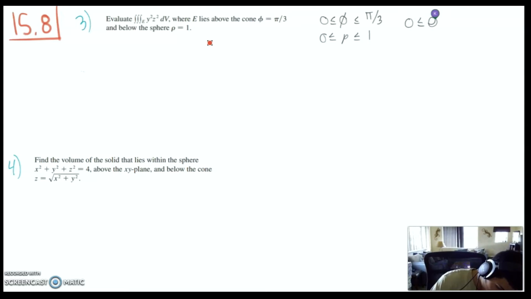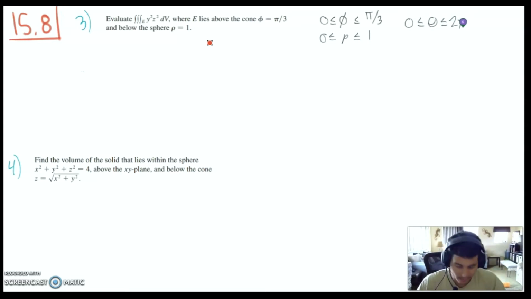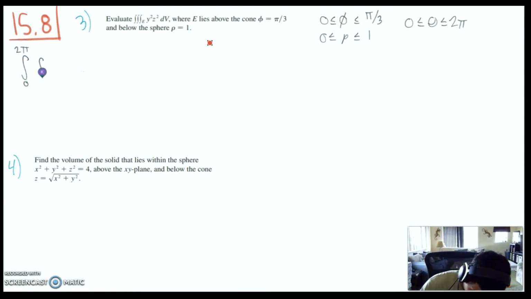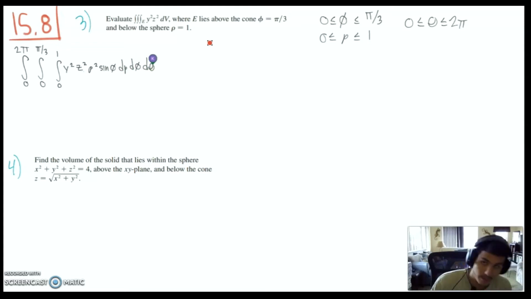So we have theta from 0 to 2 pi. Oh, look at that, that's very nice. That's all it is, that's the bounds. Now let's integrate. So we're going to have theta from 0 to 2 pi, phi from 0 to pi over 3, and rho from 0 to 1. Then y squared, z squared, we'll just write it. And don't forget your Jacobian here. Your Jacobian is rho squared sine phi. And you have d rho, d phi, d theta.